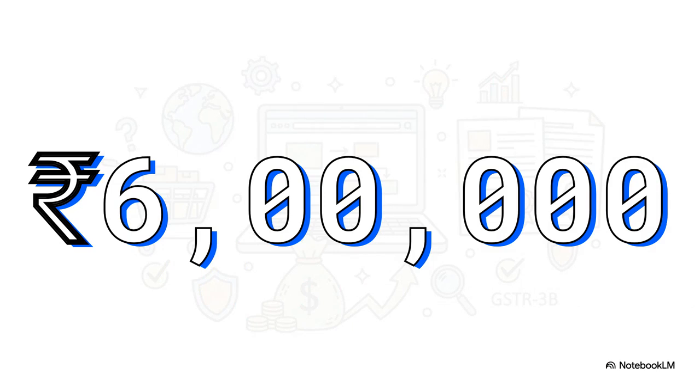And this brings us to what I call the golden rule of GST returns. Seriously, if you only remember one thing from this whole topic, make it this. The taxable value you declare in your GSTR-1 must be the exact same as the taxable value in your GSTR-3B. Any difference, even a small one, is a huge red flag for the tax department.